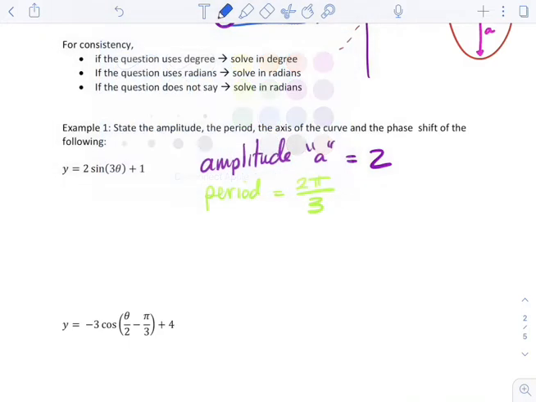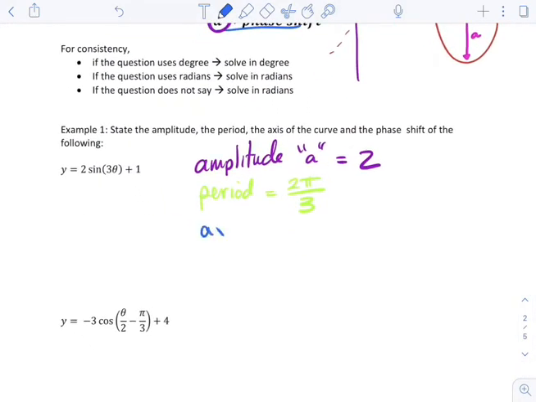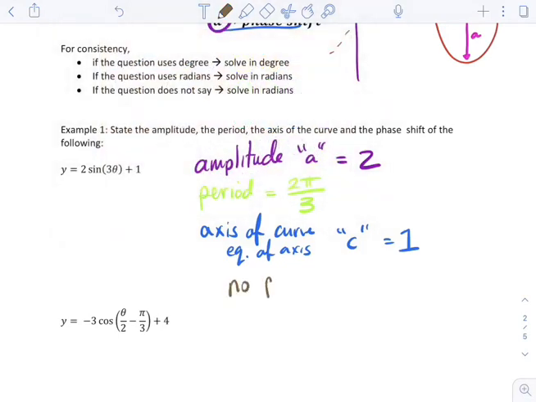Keep going. Next one was axis of the curve. They also call it equation of the axis in some books. That's our C value. In this case, it is positive 1. That means that the equation of the axis has been shifted up or down. And in this case, no phase shift. We'll use brown for that one. Because D is equal to 0, there's no D value.